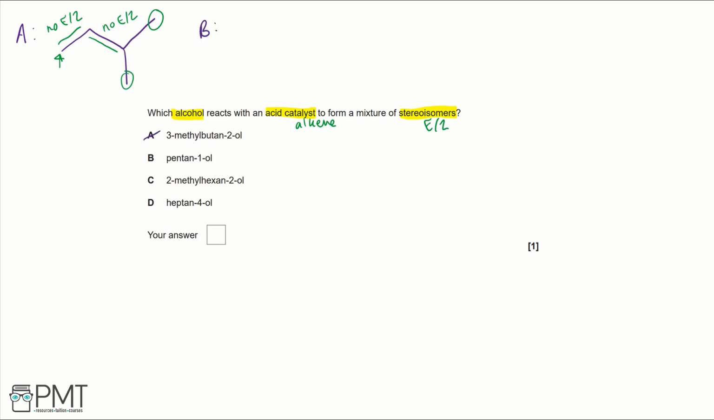Then if we move on to look at B and we draw pentan-1-ol, so we've got a 5-carbon chain, and then we've got an alcohol on carbon number 1. So when we form a double bond, we can only form one, and it's going to be here. Then if we got rid of our OH when we form this alkene, we've got 2 hydrogens. So again, we've got no high priority groups. So we have no EZ stereoisomerism. So it can't be B.